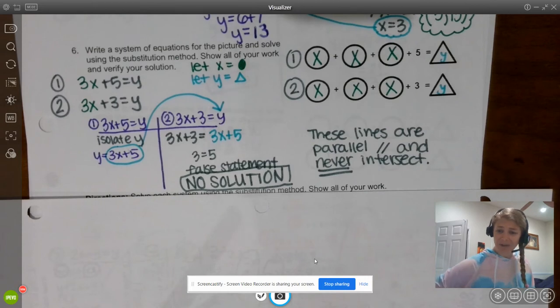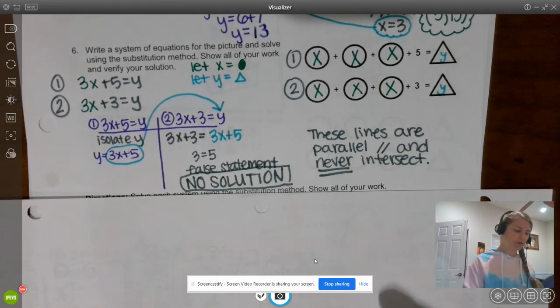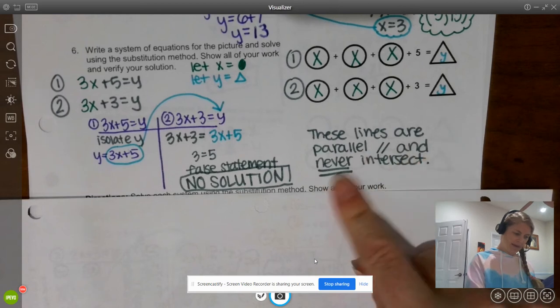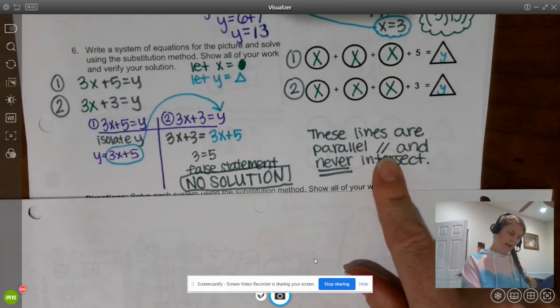What does that tell you if you get a false statement? That means there's no solution. These lines are parallel and never intersect. Remember, that is the symbol for parallel lines.